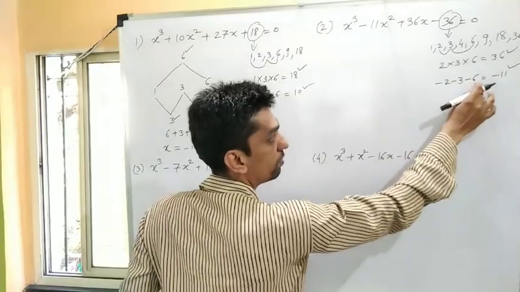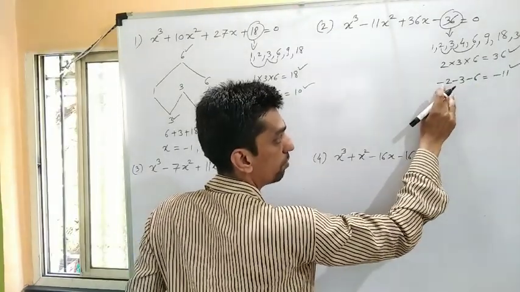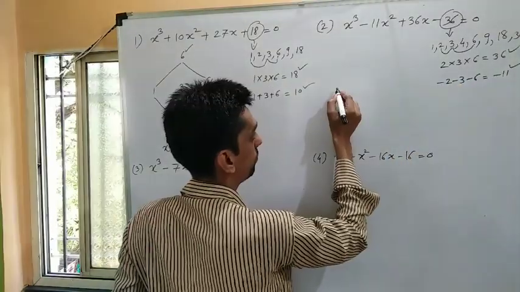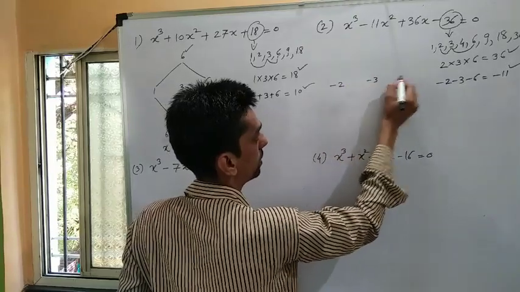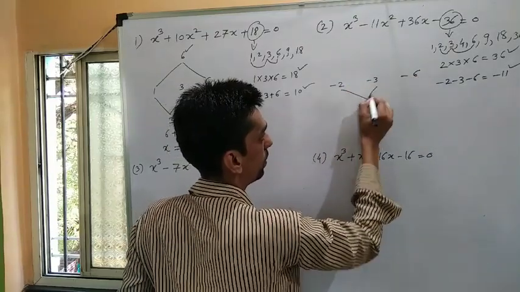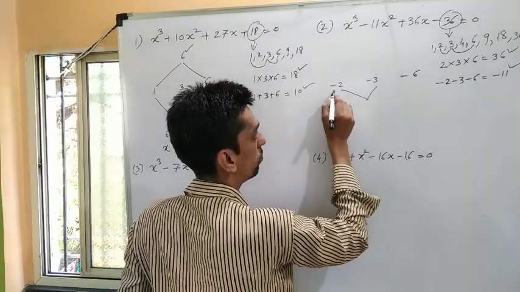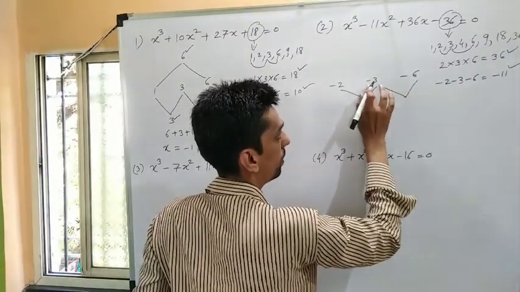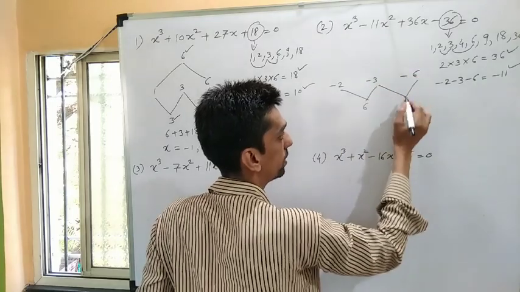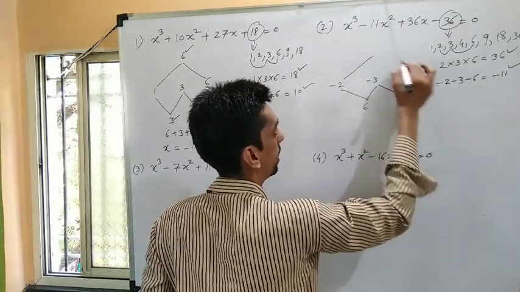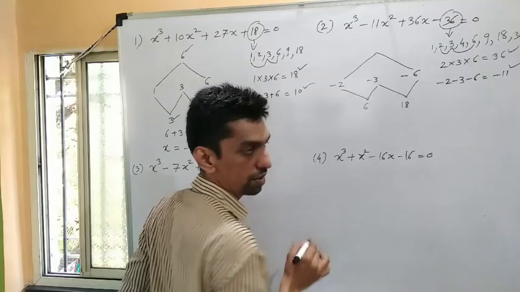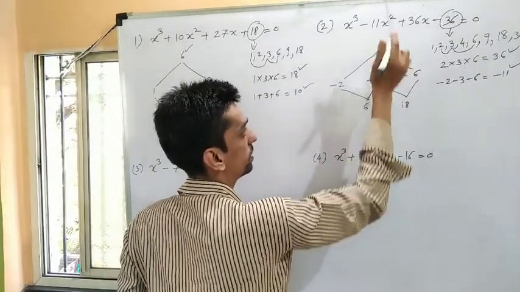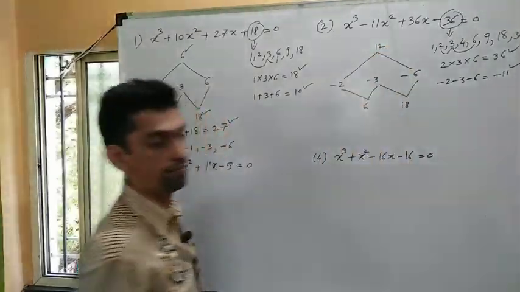Now we will take the same 3 numbers along with the sign: minus 2, minus 3 and minus 6. Select the first 2 numbers, so multiply it. So minus 2 into minus 3 is 6. Select the second 2 numbers, multiply it. Minus 3 into minus 6 is plus 18. And select the first and last number, that is minus 2 into minus 6 is plus 12.